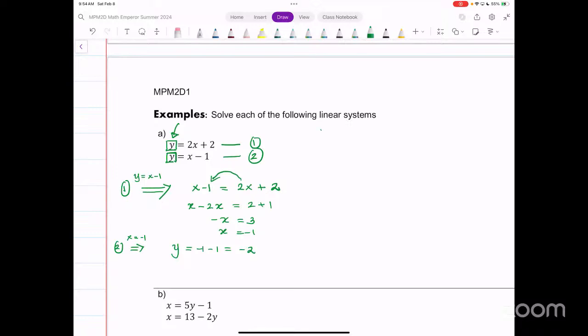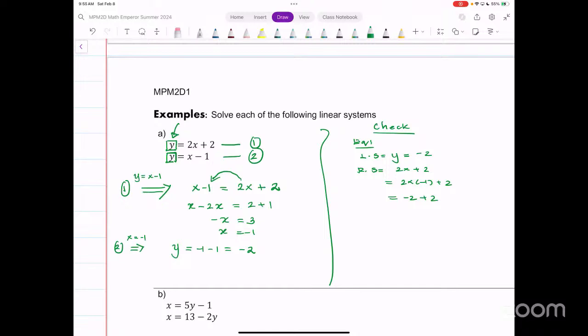We can do a check. So how do I do the check? Equation 1. Left-hand side, you have y, which is equal to negative 2. Right-hand side, 2x plus 2. 2 times x, which is minus 1, plus 2. Negative 2 plus 2. Something went wrong. Absolutely not correct. Let me double check where I went wrong.